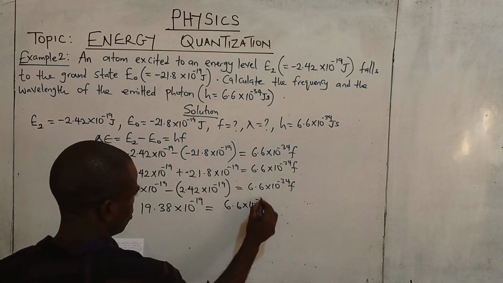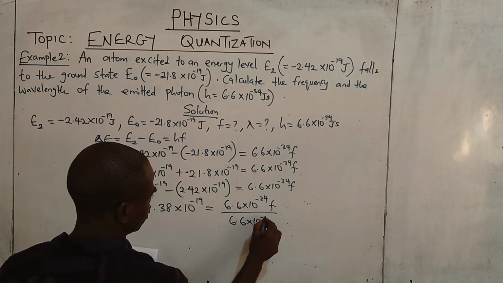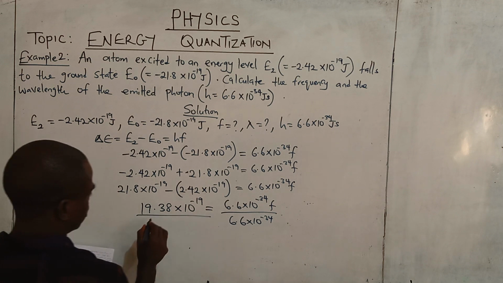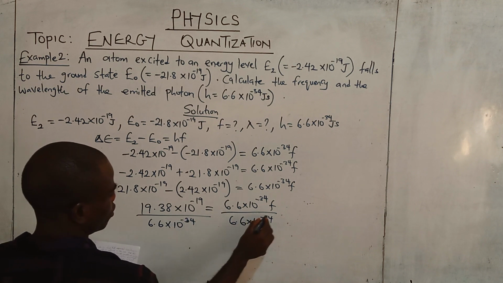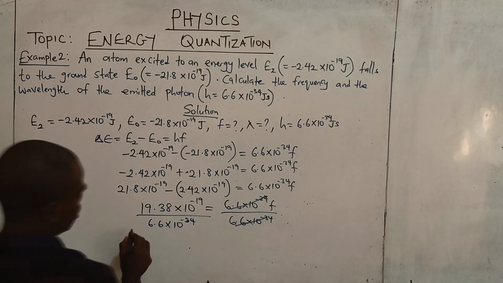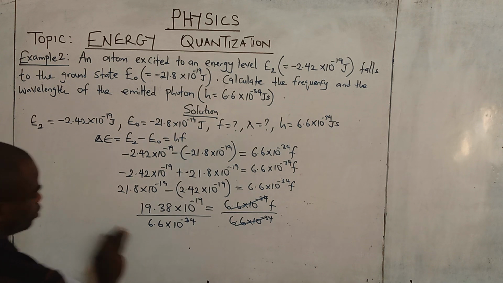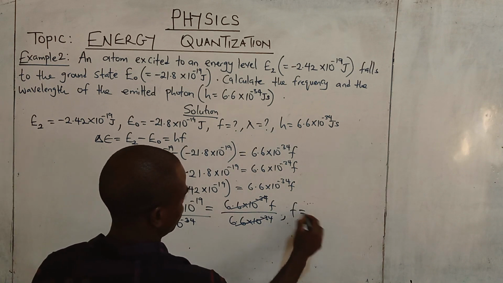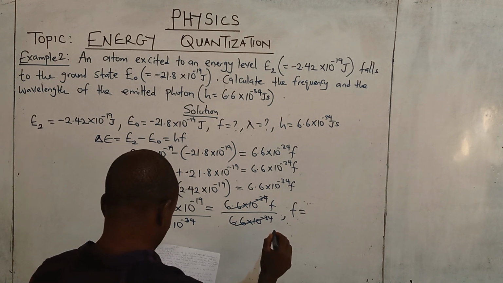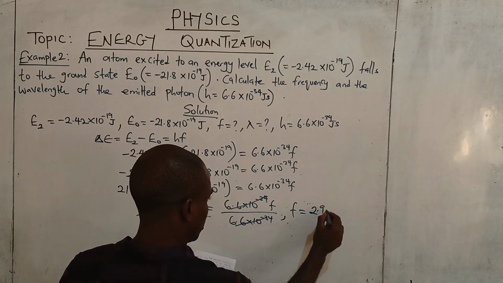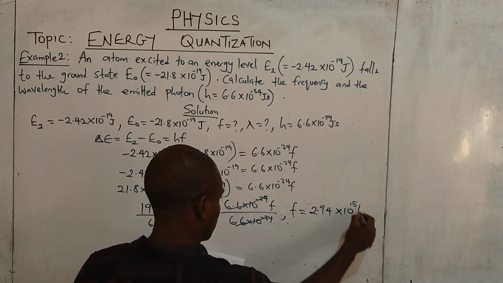6.6 times 10 to the power minus 34 f, divided by 6.6 times 10 to the power minus 34. Cancel this. f, the frequency, equals 19.38 times 10 to the power minus 19 divided by 6.6 times 10 to the power minus 34. When you divide it, you have 2.94 times 10 to the power 15 hertz.